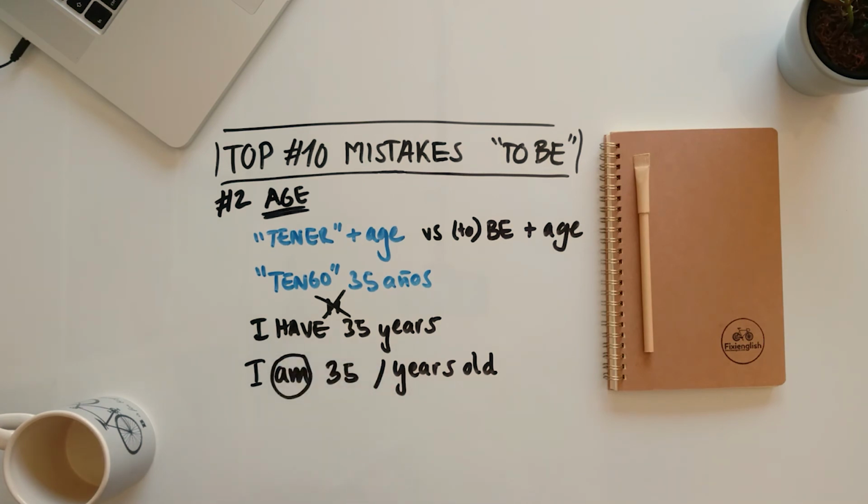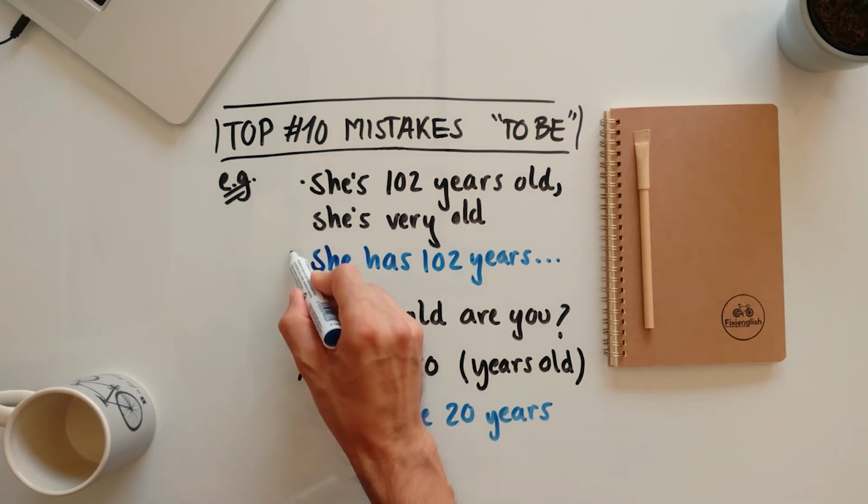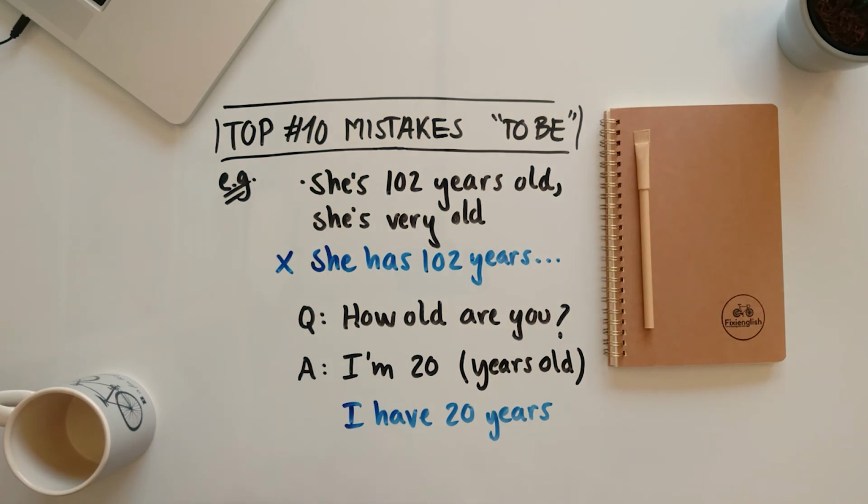A few more examples to express age would be the following. We could say, for instance, she's 102 years old. She's very old. We would never say in English, she has 102 years. Another example could be, how old are you, if we are asking a question? And the answer could be, for instance, I'm 20 or I'm 20 years old. But we would never say, I have 20 years.